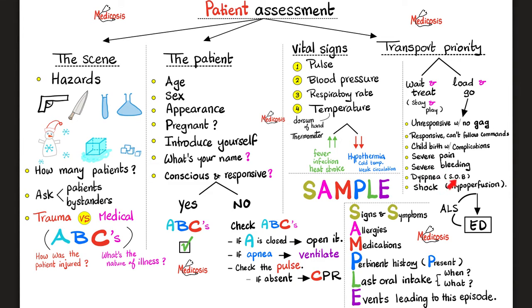Dyspnea, which means SOB, which stands for shortness of breath, because I'm a good guy, I do not curse. A patient who is in shock, which means hypoperfusion or no perfusion, needs to go to the hospital right now. Perfusion is the ability to deliver oxygenated blood to every cell in the body, including the brain and the heart itself. So, if the patient is unresponsive with no gag reflex, responsive but cannot follow commands, during childbirth with complications, severe pain, severe bleeding, dyspnea, and shock, we're going to the emergency department.